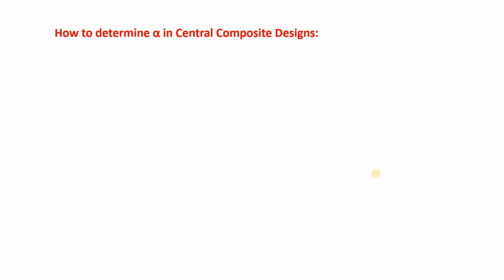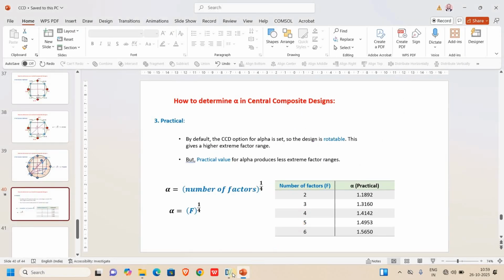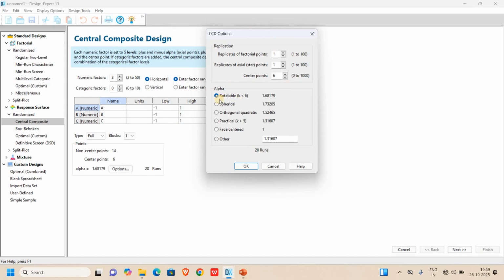Let me show you the software first, then you will get a clear understanding of why we are discussing this. If we have 3 factors, and in the 3 factors we will see these things later, but for alpha value I'm showing this interface. If we go to the options, for alpha in particular there is a different option. We have seen that if it is rotatable, then each factor will get a different value. As we have just seen, if it is spherical, the value for 3 factors is 1.7320.